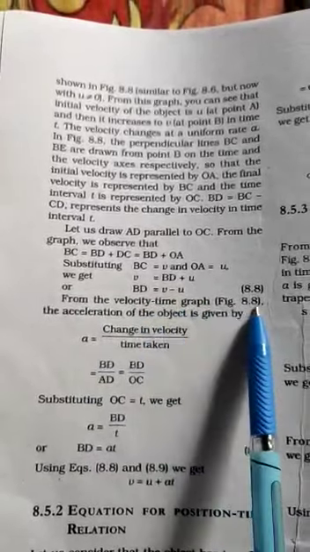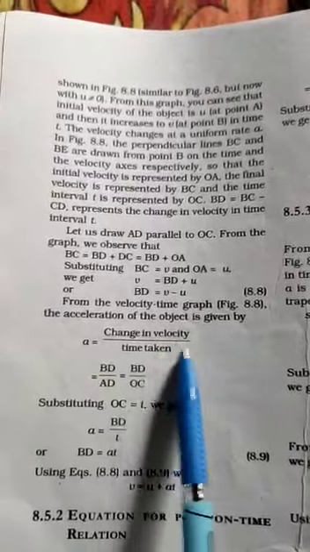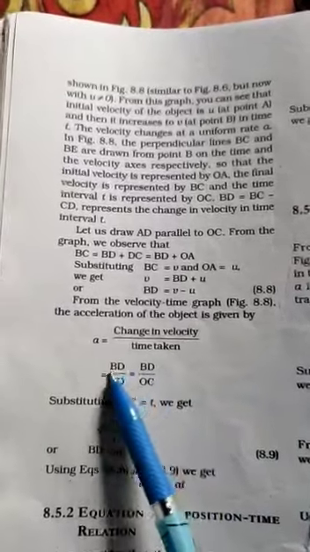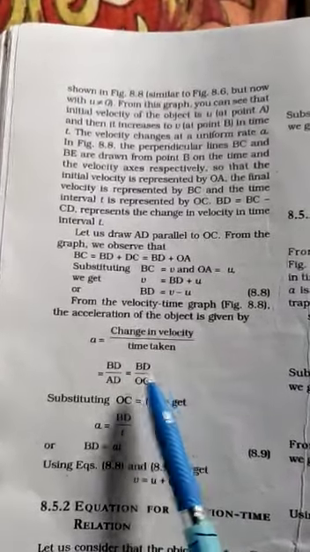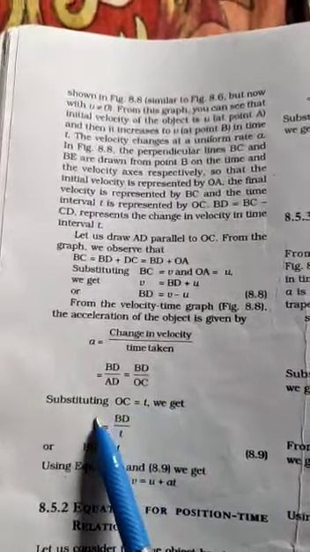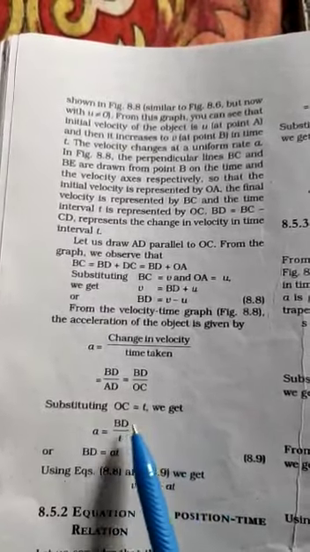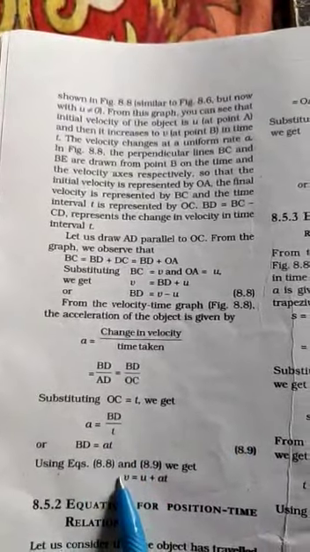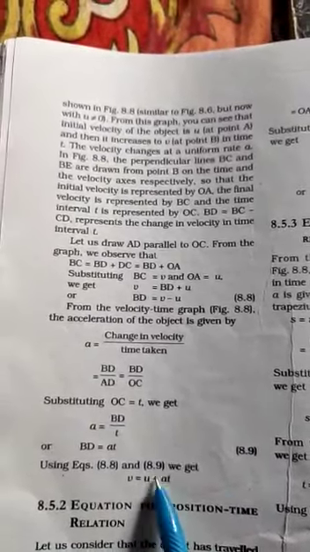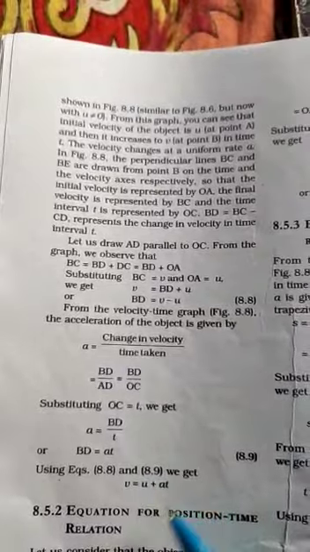From the velocity time graph 8.8, the acceleration of the object is given by a equal to change in velocity upon time taken. So BD upon AD, and AD equal to OC. Substituting OC equal to t, we get a equal to BD upon t, or BD equal to at. Using equation 8.8 and equation 8.9, this is equation 8.8 and this is equation 8.9, we get v equal to u plus at.